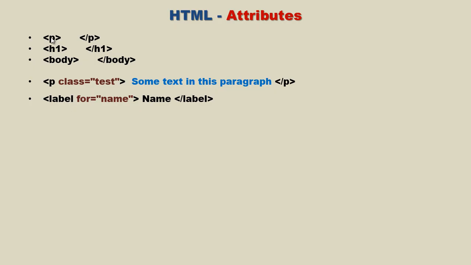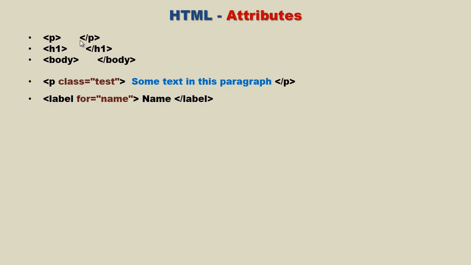As we know, elements are made up of two tags, an opening tag and a closing tag. And what do these elements do? They tell the browser something about the information that is between these two tags. So the paragraph element will tell the browser that there's some text here. The heading element will tell the browser that there's a heading here. And the body will tell the browser that everything inside the body will make up the actual web page. So at a basic level, that's what elements do.